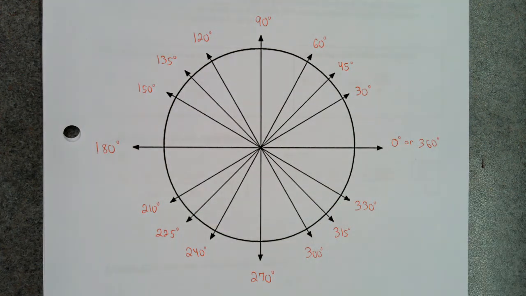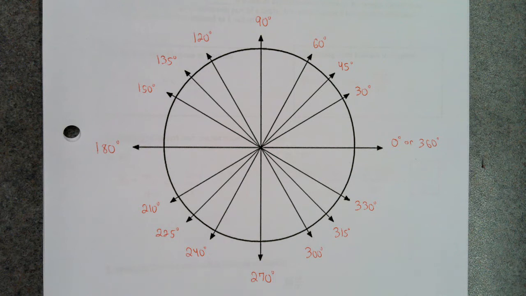Okay? So I want you to have this memorized. At some point, you should be able to, if I give you the blank circle like we had before I started writing on it, fill all this in, and you should be able to do it relatively quickly at some point, hopefully.